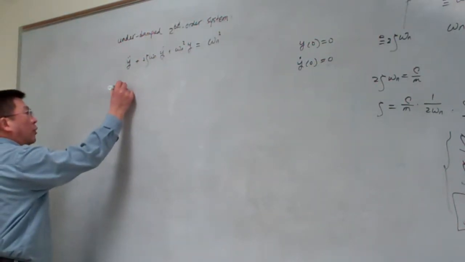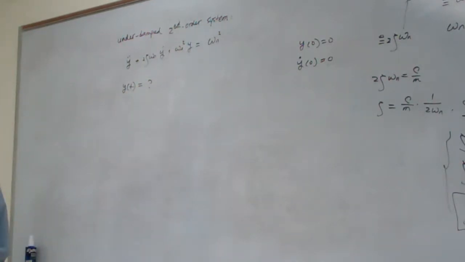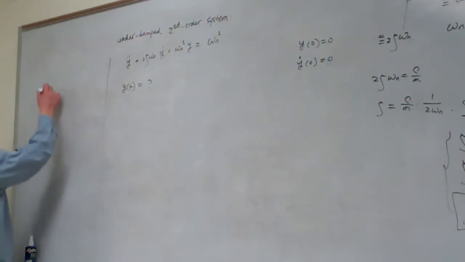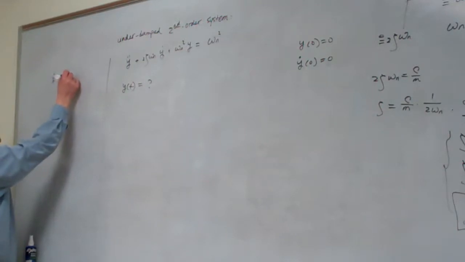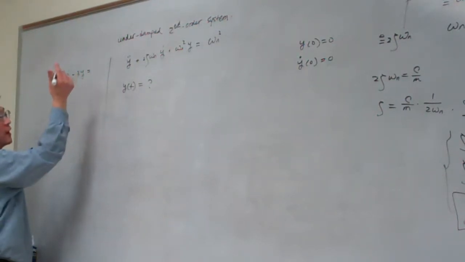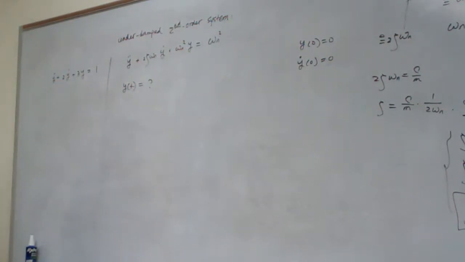And again, our goal is to calculate what is y(t). Numerically, maybe we can make one example here, say y double dot plus 2y dot plus 3y equal to something. I make it up, I didn't prepare for this one, equal to 1.